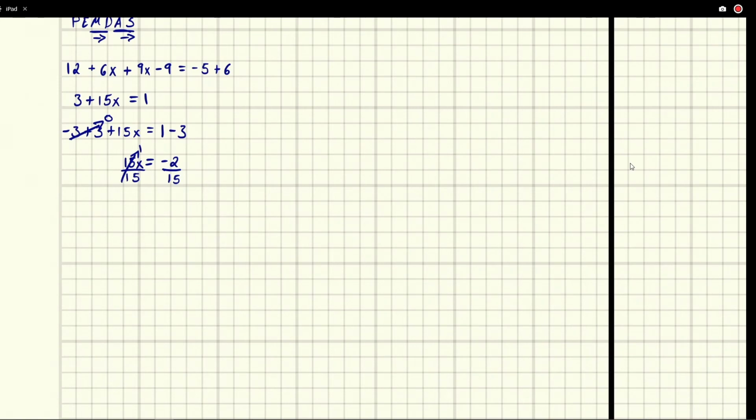And 1 times x is just x. So that's a really nifty way to just isolate x. And so we say that x is equal to negative 2 over 15. And that is our answer.